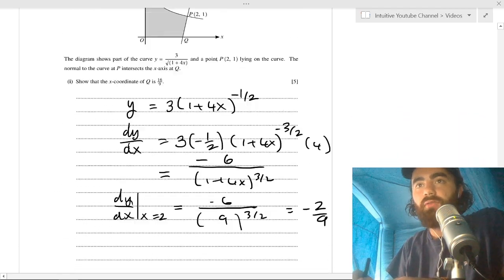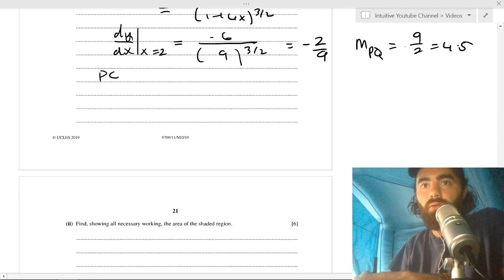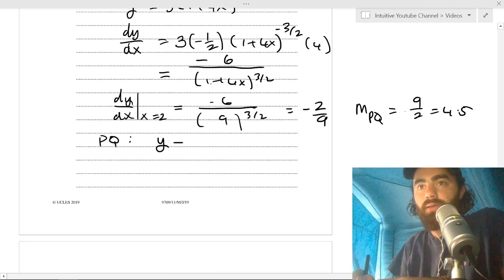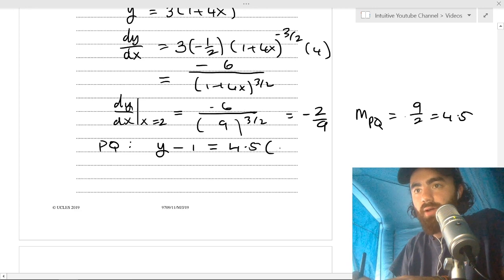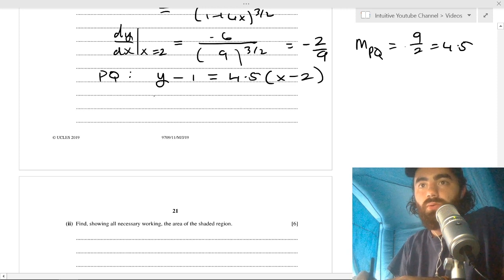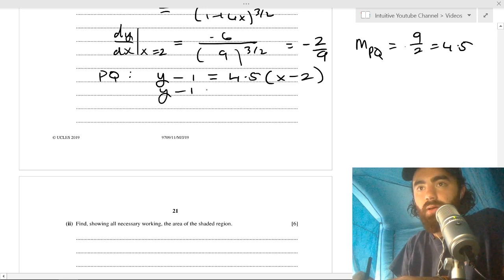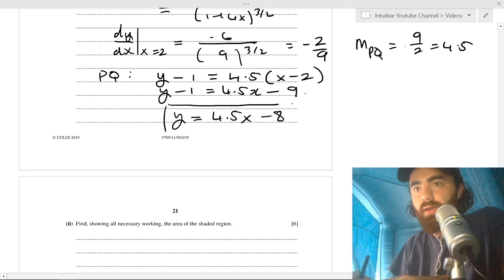So now we have the gradient of PQ and a point on the line, so we can find the equation of PQ. So PQ will be y minus y1, which is 1, equals 4.5, which is our gradient, times x minus 2. So this becomes y minus 1 equals 4.5x minus 9. So we get y equals 4.5x, take that over, we get minus 8. So now we have the equation of PQ.